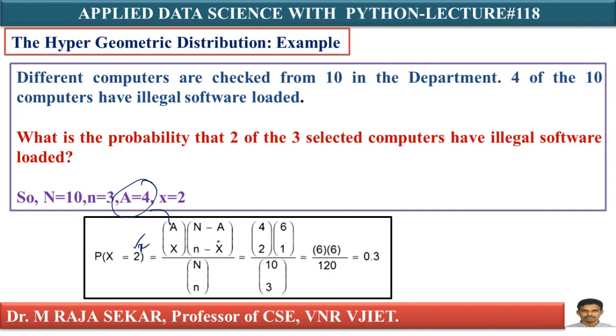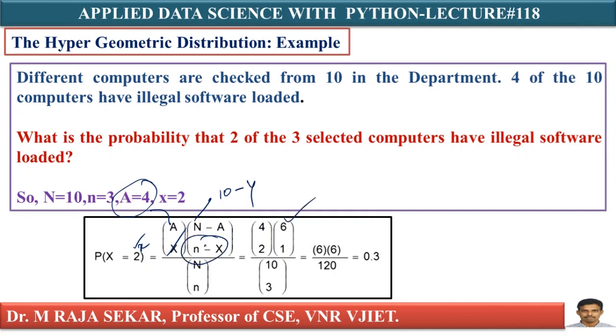If I say small x, this you can write. That is, it's an understanding. ACX: what is my A value? It is 4. X value is 2. So 4C2. Then N minus A: what is my N? N is 10, minus A means 10 minus 4, that is 6.